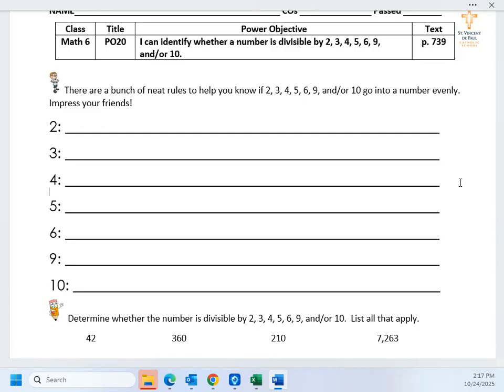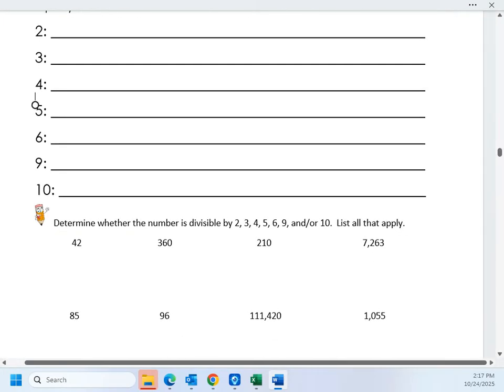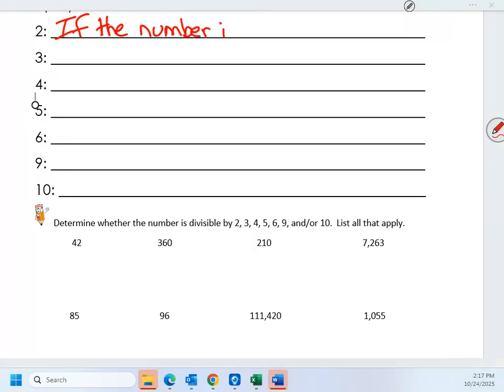So, the rule for knowing if a number is divisible by 2 is if the number is even. If it's an even number, if it ends in 2, 4, 6, 8, or 0, it is divisible by 2. That's the easy one.